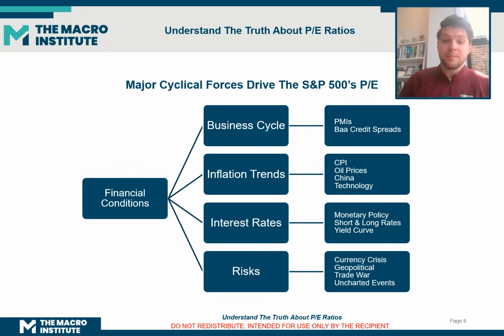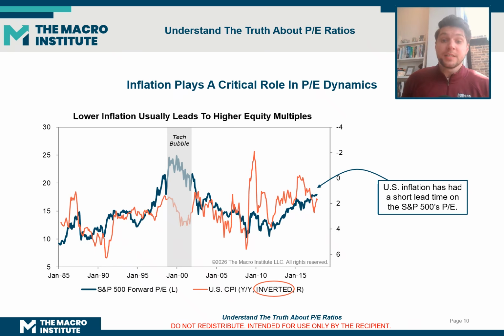I'll show you a chart to sum up this video on the next page that looks at inflation with PE ratios. So CPI, oil prices, China, yes, interest rates. Interest rates still play a role. It's just not as steadfast as you probably learned in school. And then overall risks. So what are their geopolitical risks? If the future seems more risky than the present across the globe, generally investors are willing to spend less for those future earnings. Trade wars or uncharted events like COVID-19. All of these things can play a huge role with PE ratios.